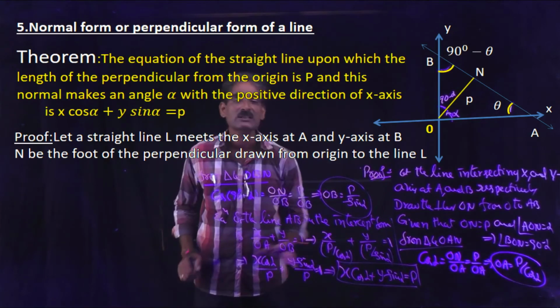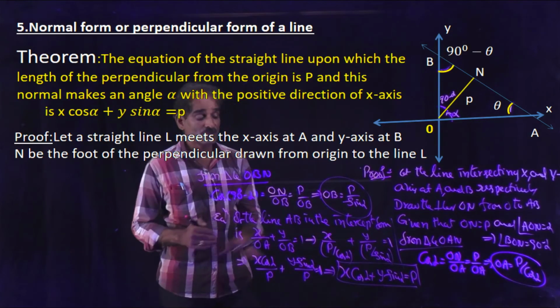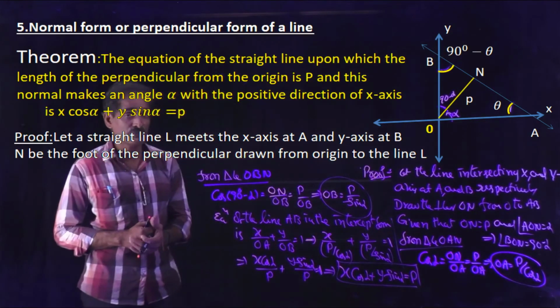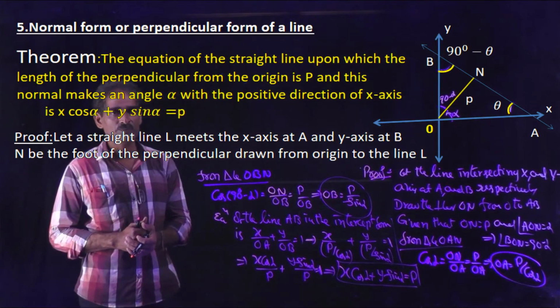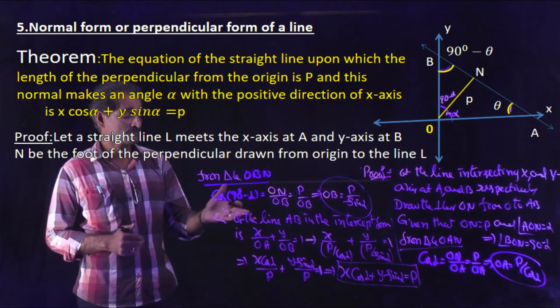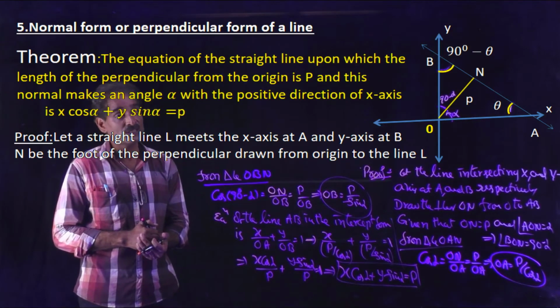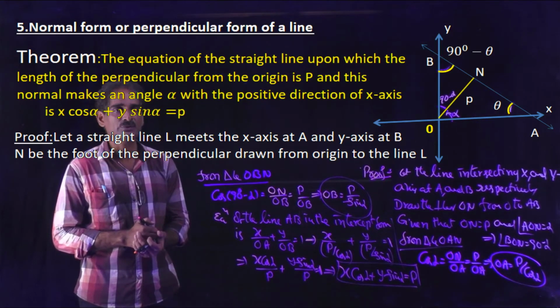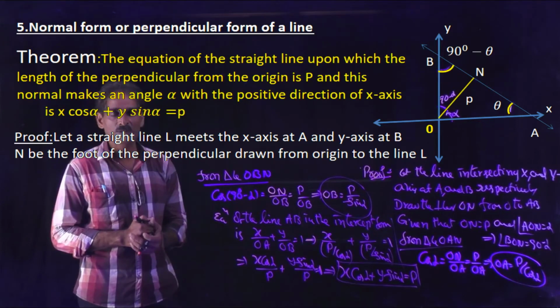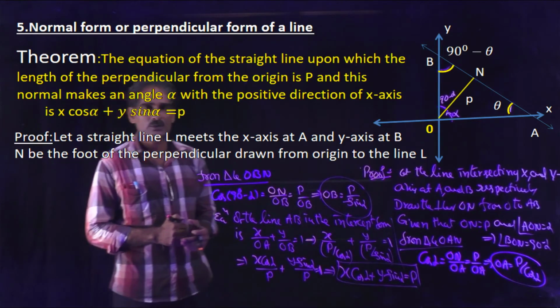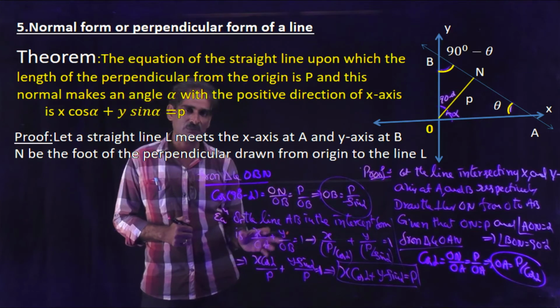Understand? This is the normal form of the line. The applications of this concept are very important from the objective point of view. If you have a clear idea about this, we can solve that type of problem very easily. Otherwise, it is a little bit difficult to solve without this form. Okay, so let's see some applications of this normal form.